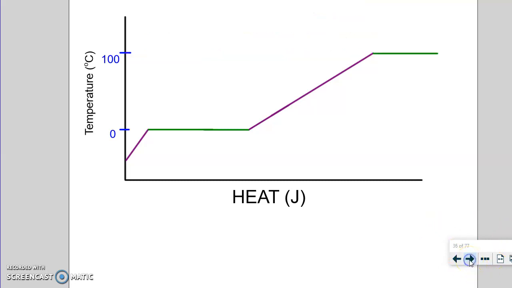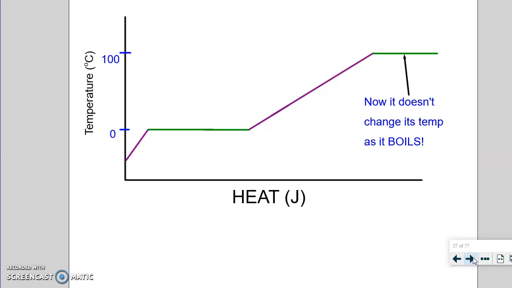Now it's going to change state again. So you can see when we hit these flat lines on the curves, these horizontal lines, temperature is not going up because the heat is going into changing the state. It's changing that liquid water into steam, we would call it. And that's going to continue.